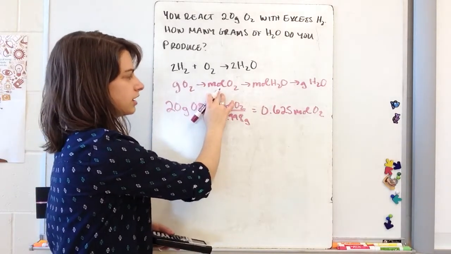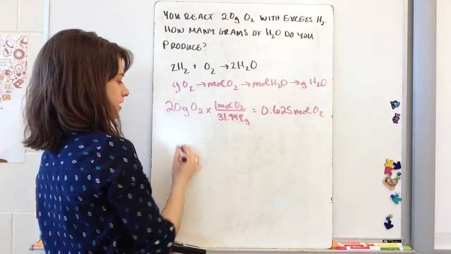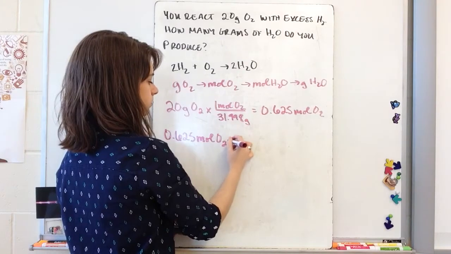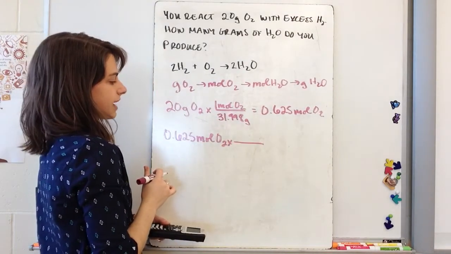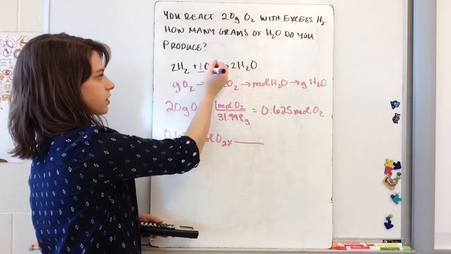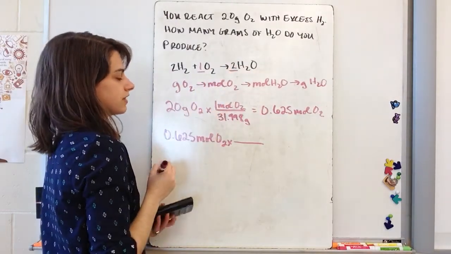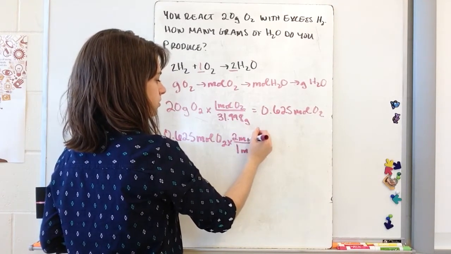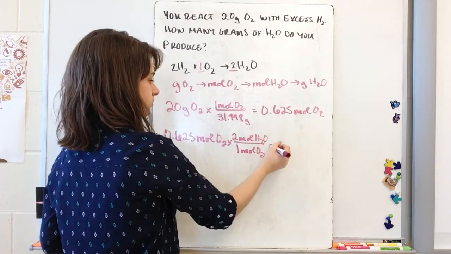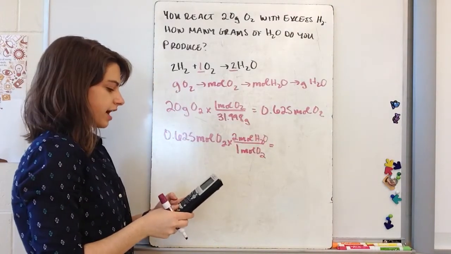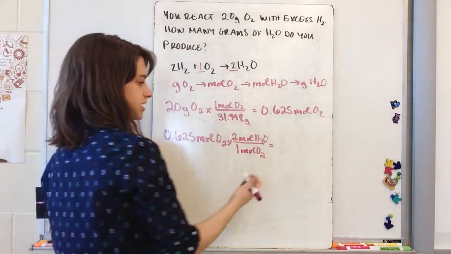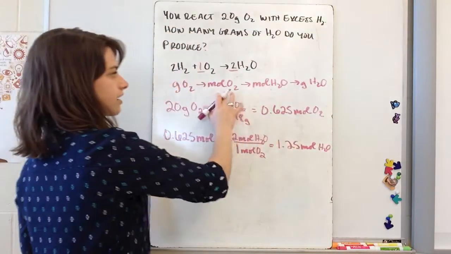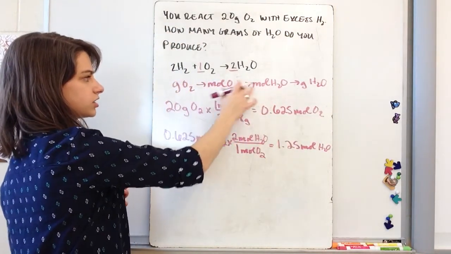Okay, so I've done this first step. Now I'm at moles of O2. Now I have to figure out how many moles of H2O I'm going to have. So if I have 0.625 moles of O2, I'm going to go to the coefficients from my balanced chemical reaction. I can see here that for every 1 mole of O2, I'm going to produce 2 moles of H2O. So if I'm starting with 0.625 moles and I'm going to end with twice as much, I'm going to end with 1.25 moles of water. So now I've done this step here in the middle. I've gone from moles of oxygen to moles of water.